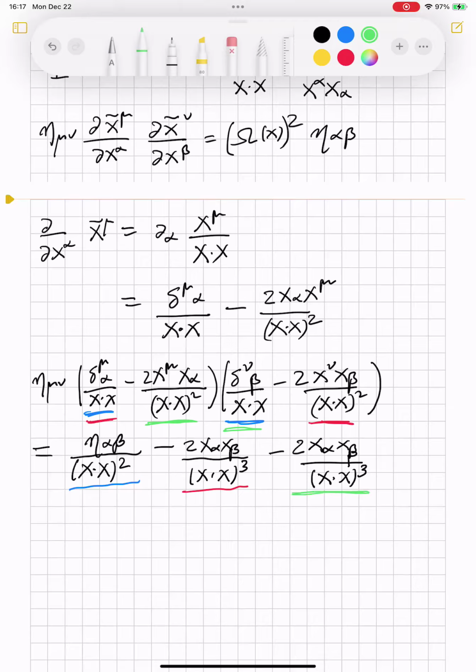And then there's one more term, which is when we multiply the second term in the first bracket by the second term in the second bracket. And what does that give? Well, we have got a minus 2 times minus 2. This makes it a plus 4. We've got over x dot x squared times x dot x squared. So we'll get an x dot x to the 4. And then we've got x mu up, x nu up times the eta mu nu. Well, that'll give us an x dot x. And we've got x alpha down and an x beta down. And that is the yellow term.